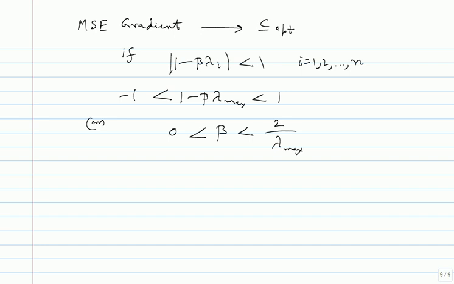So in my MSE gradient descent algorithm, if I pick my step size to lie between 0 and 2 by lambda max, then I'm guaranteed to converge to the optimal solution for my linear equation phi c equals alpha. That's the final result. Typically, what people do is pick beta to be a small enough value and see if you're converging. If you're going around in circles, decrease further. If you see you're going too slowly, increase further. After a few attempts, you'll get to an optimal beta where convergence is reasonably fast and you converge to the right value.